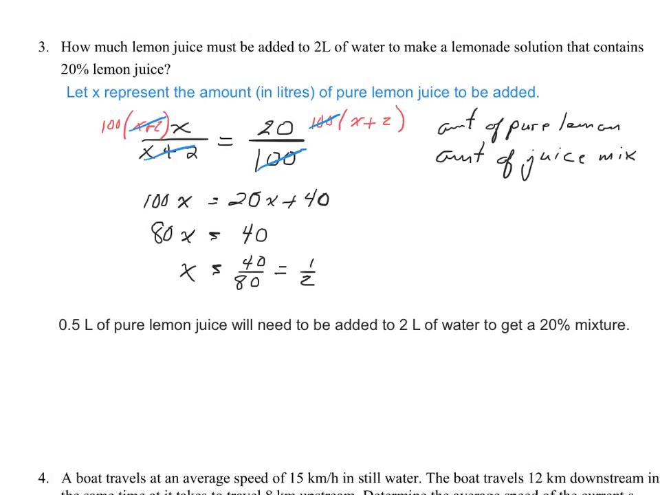So half a liter of pure lemon juice will need to be added to the 2 liters of water to get the 20% mixture. If you didn't get this answer, make sure you look carefully back through the steps: multiplying both sides by the common denominator, canceling out those like terms, and then solving the equation that we get. If you need to replay, feel free to stop and do that. Otherwise, let's continue on to question 4.